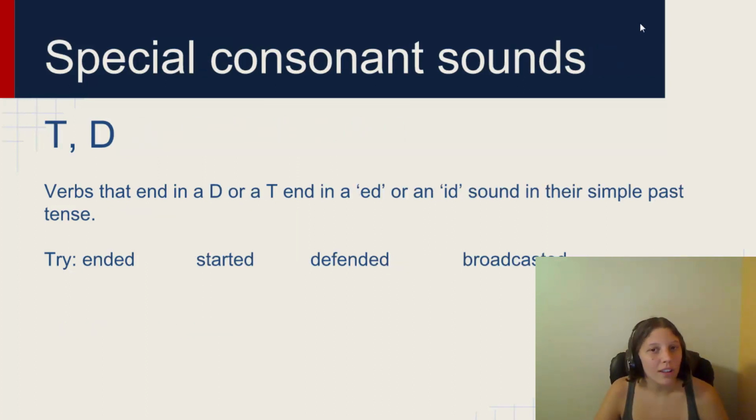And now we get to the special consonant sounds, T and D. So verbs that end in a T or a D, these are special. And then you actually will pronounce the -ed sound at the end of these verbs, okay? In the simple past tense. So for example, end ends in a D. Start ends in a T. In this case, we have ended, started. Defended, broadcasted. Only when you have a verb that ends in T or D do you actually say the -ed sound at the end of the simple past verb.